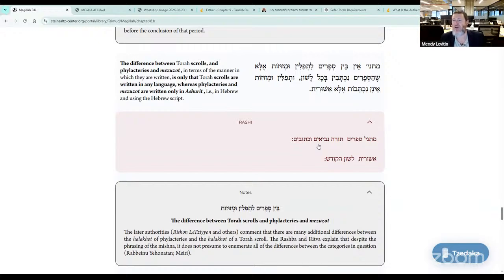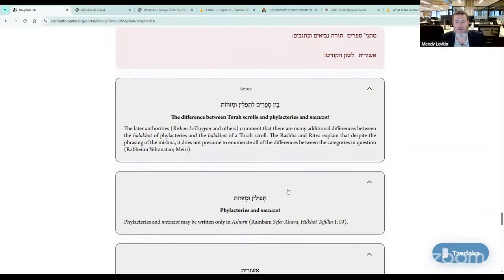Okay, so over here, Reb Sheinzot says, the later authorities, Rishon LeZion and others, comment that there are many additional differences between the halachas of phylacteries, which is tefillin, and the halachas of Torah scroll. Why are we only mentioning that Sefer Torah or Tanakh could be written in any language, and Tefillin Mezuzahs must be written in Ashuris, in Lashon HaKodesh? So the Rashba and the Ritva explain that despite the phrasing of the Mishnah, it does not presume to enumerate all the differences between the categories in question.